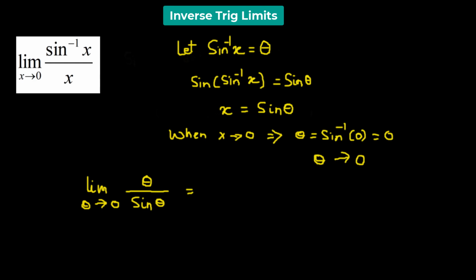Now we're going to arrange this, so we have 1 over limit theta approaching 0 of sine theta divided by theta. Now we know that the limiting value of sine theta over theta when theta approaches 0 is equal to 1. So we have 1 over 1, which is equal to 1. So this is going to be a standard result that we're going to use. So sine inverse of x over x when x approaches 0, the limiting value is going to be equal to 1.